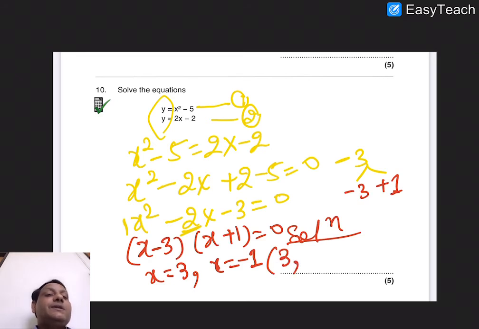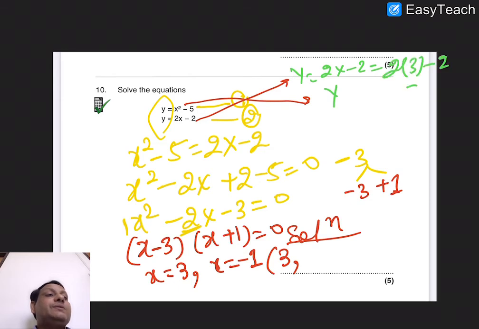So, put x is equal to 3 in the second equation. Do not take the quadratic one, though even if you want to take the quadratic, no problem, you can use it. See, I am just using another ink so you can easily understand. Here I am using y is equal to 2x minus 2. So 2 times 3 minus 2 is equal to 6 minus 2, which is 4, guys. So one solution is 3 comma 4.